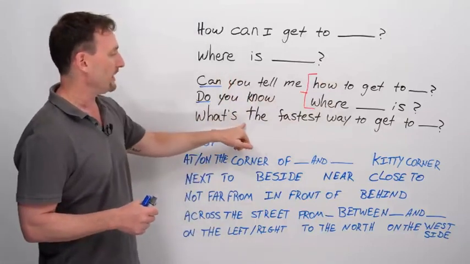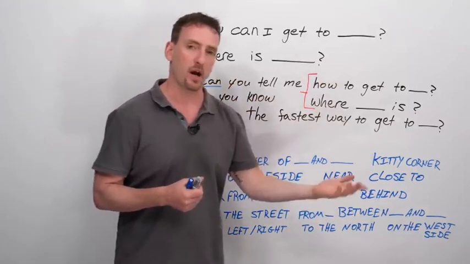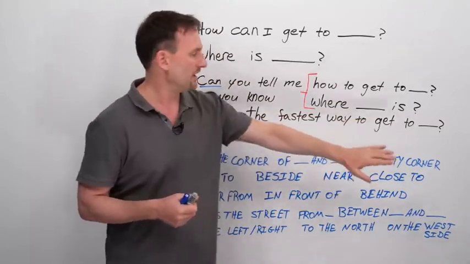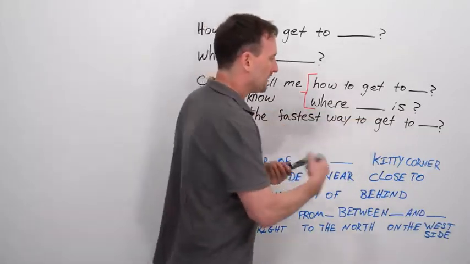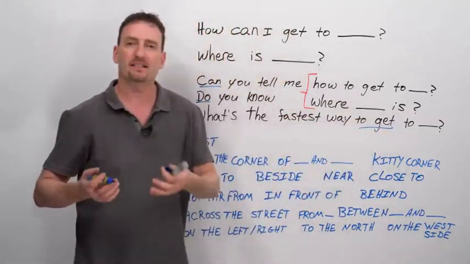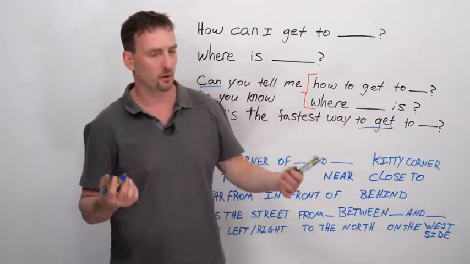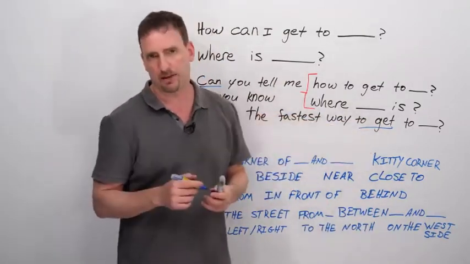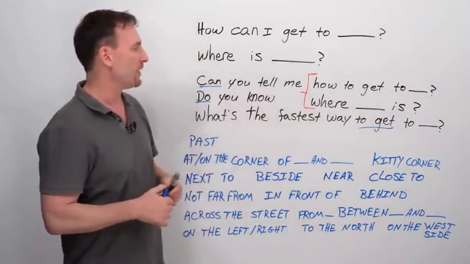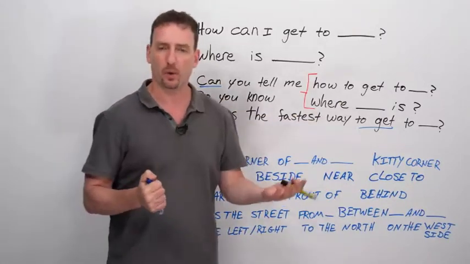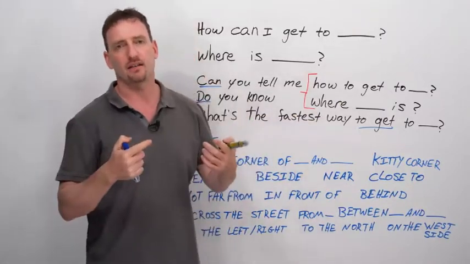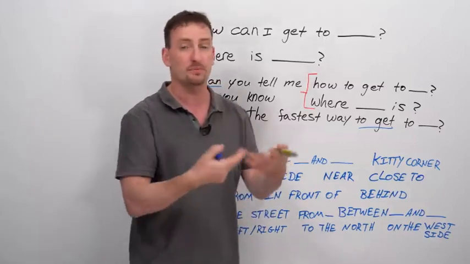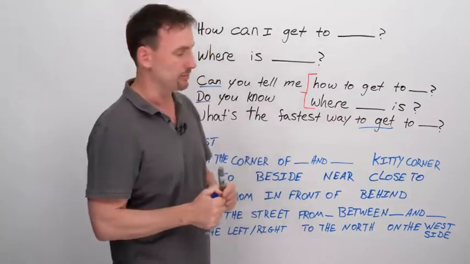Now, another way to ask is, what's the fastest way to get to? You don't actually even have to use "to get." What's the fastest way to the train station is okay, but "to get" makes it a little bit more clear. And when you ask someone what's the fastest way, they understand that you want directions and they will explain to you how to get to the place.